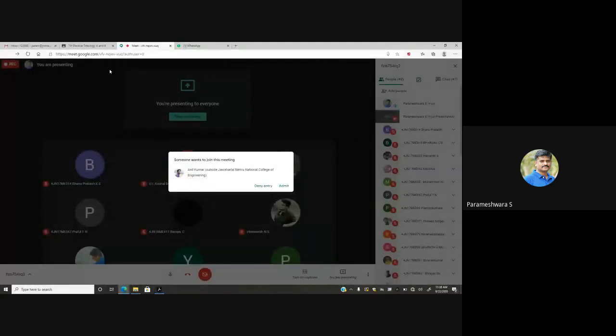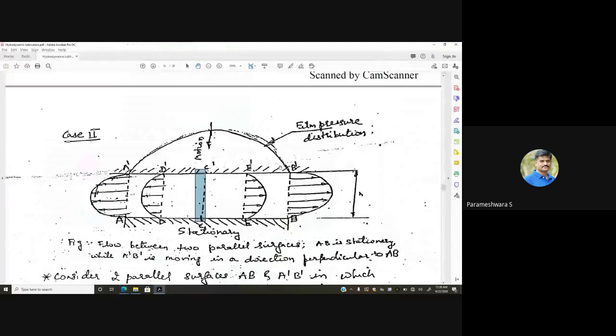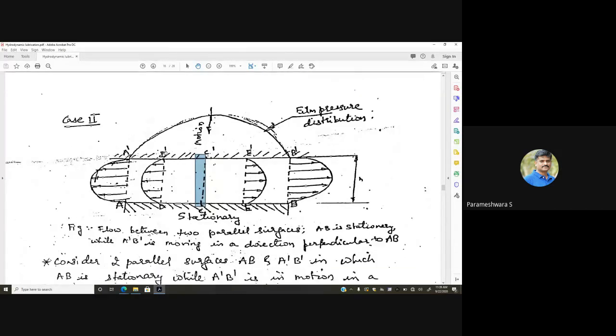If there is a pressure gradient with the maximum pressure at the middle section, the pressure developed depends on three parameters. The first one is viscosity, the second one is the difference in the rate of flow, and the third one is the velocity with which surface A dash B dash approaches AB, and also the area of the surface and instantaneous clearance. So we shall see the third case.